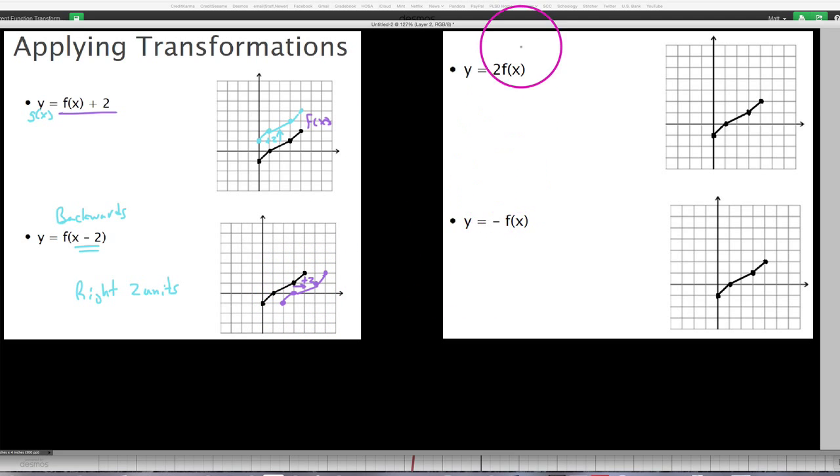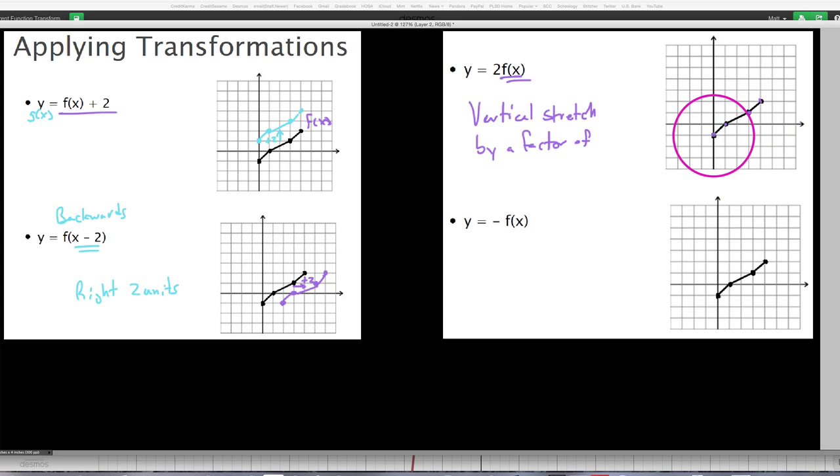Let's take a look at these here. Now I have a new function y that's equal to 2 times our original function. Keep in mind that f(x) are our y values. So if you double your y values, we're going to get a vertical stretch by a factor of 2. So what we want to realize here is we're going to take all these original y values and double them.